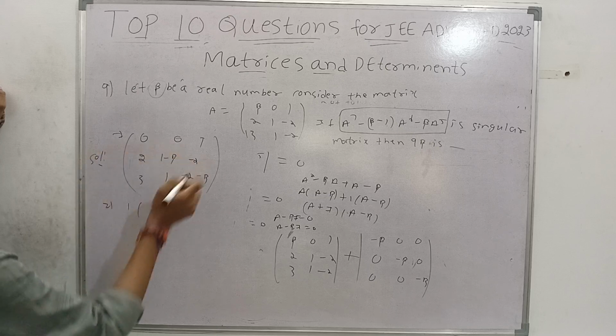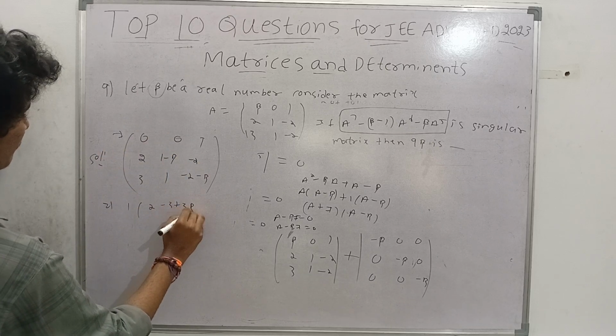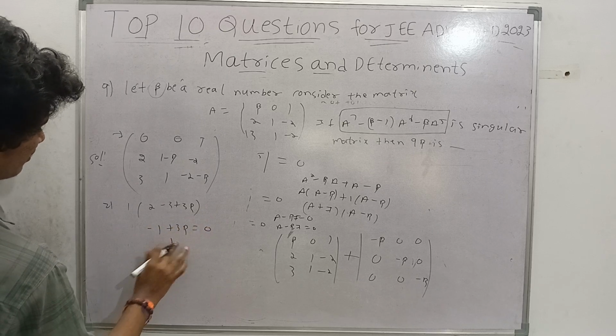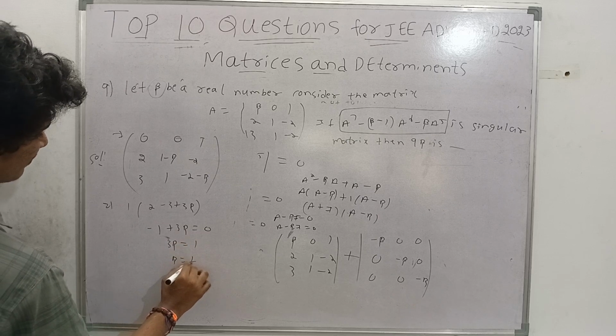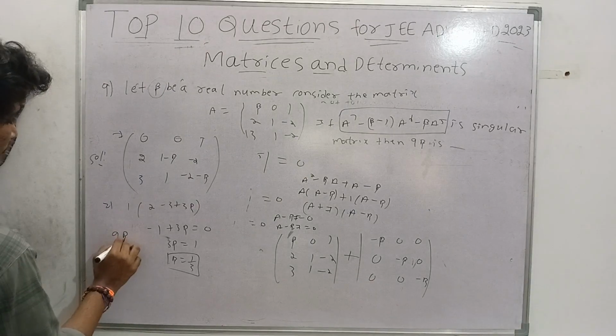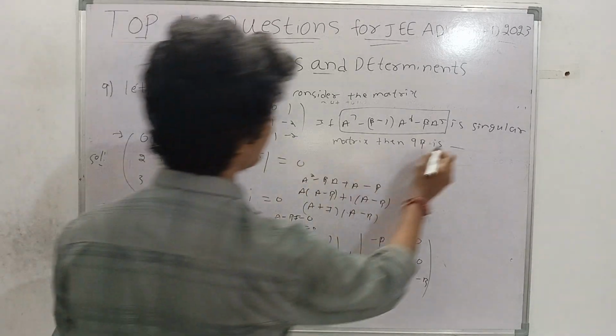1 into 2 minus 3 plus 3 beta minus 1 plus 3 beta equal to 0. So it will be 3 beta equal to 1, beta equal to 1 by 3. So beta equal to 1 by 3. What is 9 beta? 9 into 1 by 3, so it will be 3. So the complete answer will be 3.